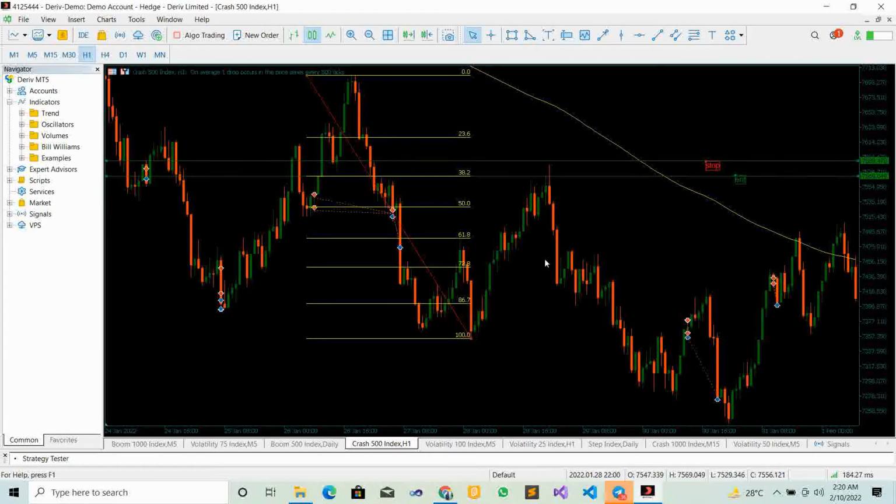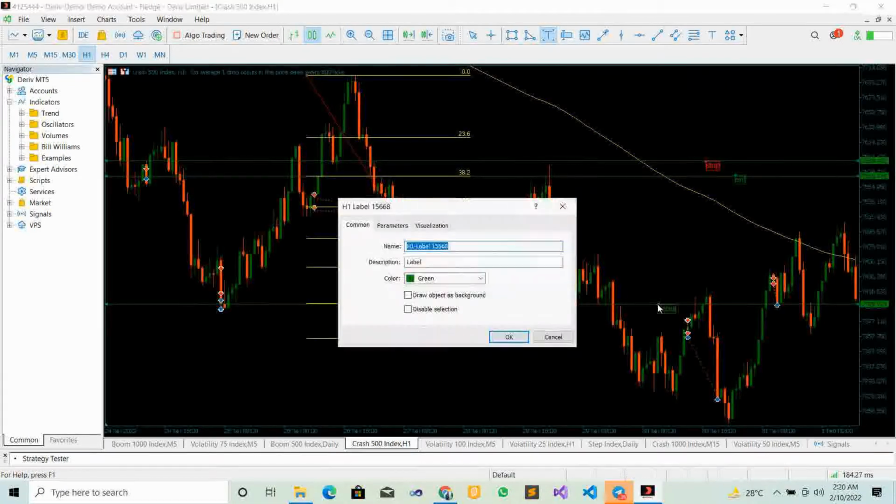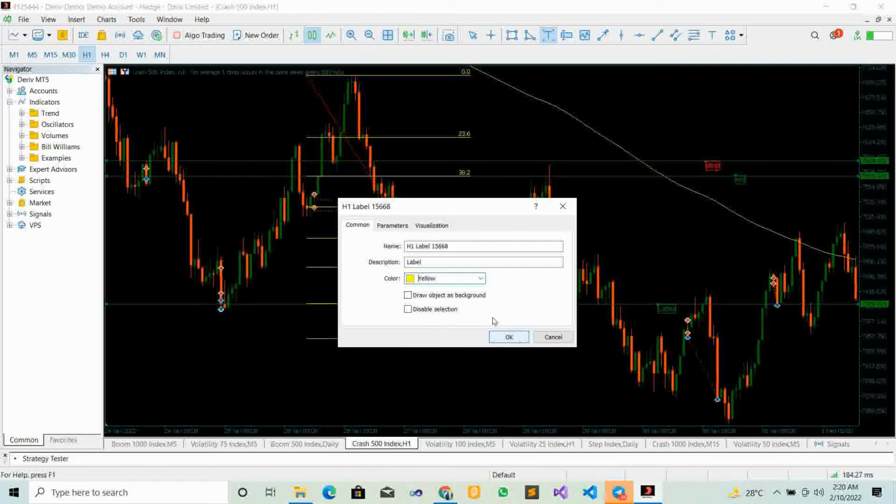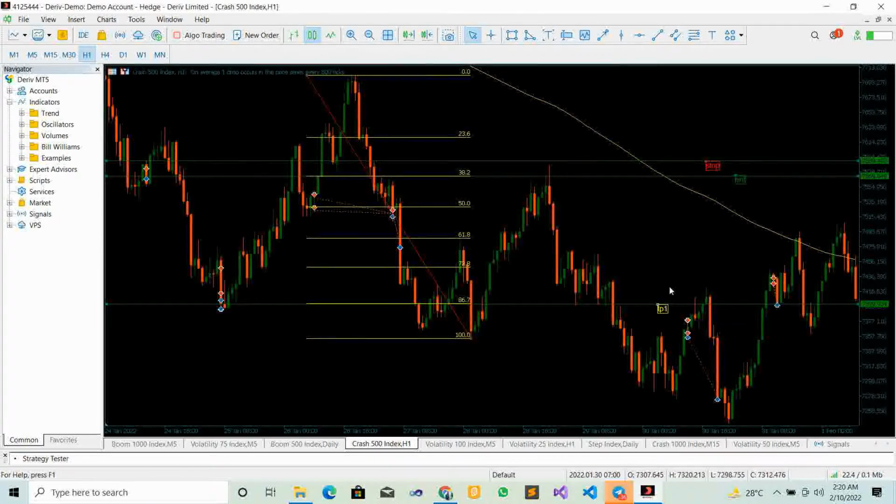So right here, this will be your first TP zone. The 86.7 should be your first TP zone. So I'm going to target TP1 right here. I'll change the color to yellow, and I'll target TP1 right here.